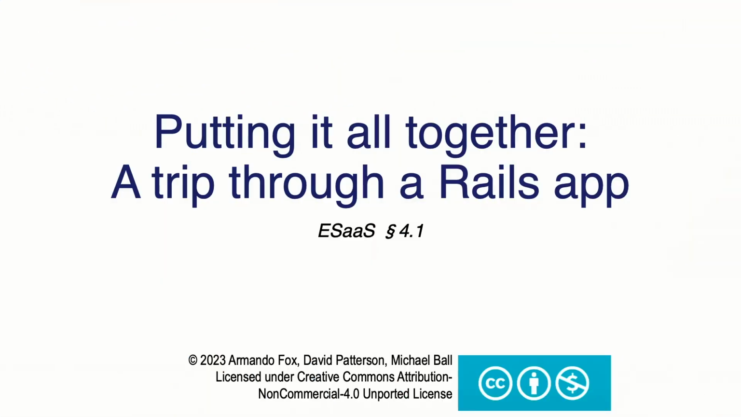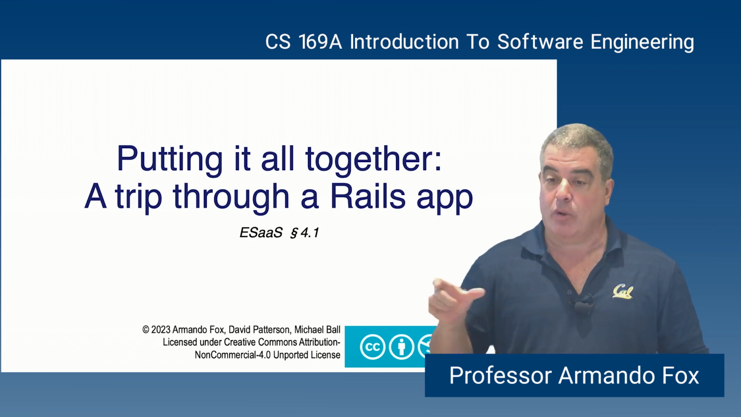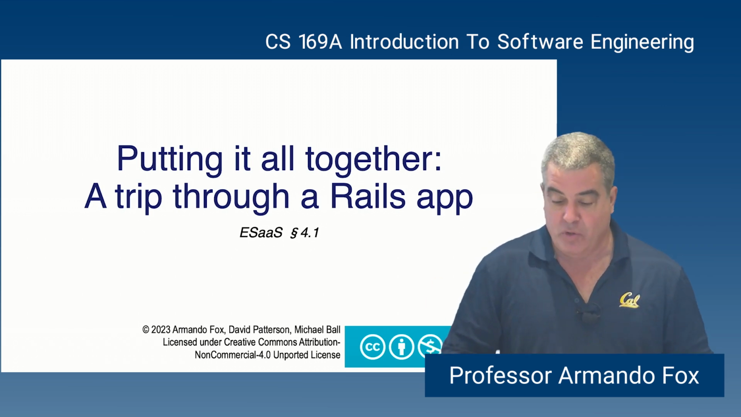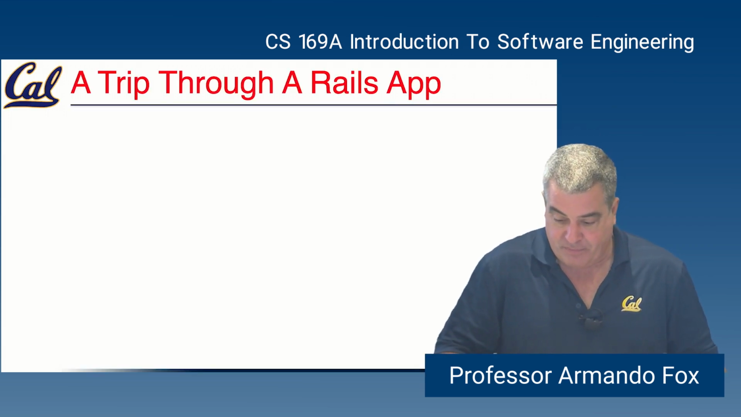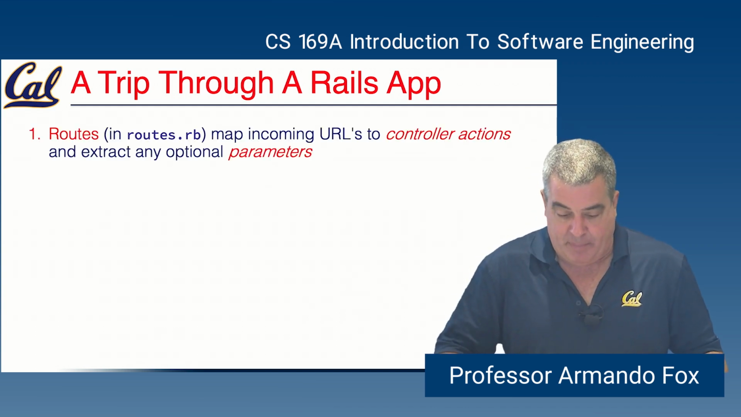So let's put those concepts together and now take a trip through a Rails app that makes use of the ideas of model view controller, the ideas of how those things are reified. And then we'll go on and talk about in detail some of the individual mechanisms, especially Active Record, which supports the model. So what happens when a request hits the Rails app?